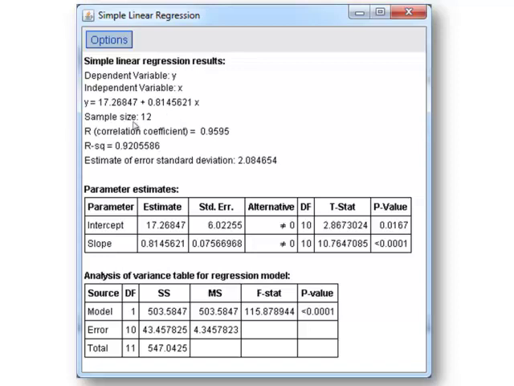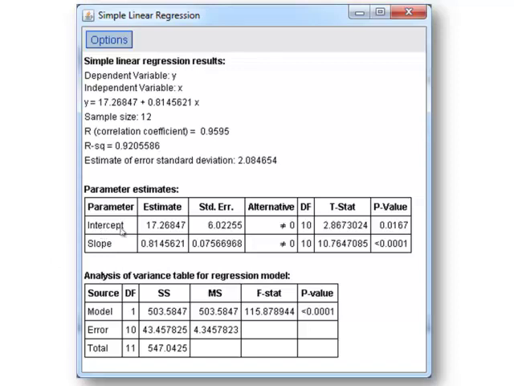It tells us that the sample size is equal to 12. The correlation coefficient is 0.9595, and r squared, which is the correlation squared, is 0.92005586. The estimate of our standard error is 2.08. And then we have these two different tables of estimates and tests.